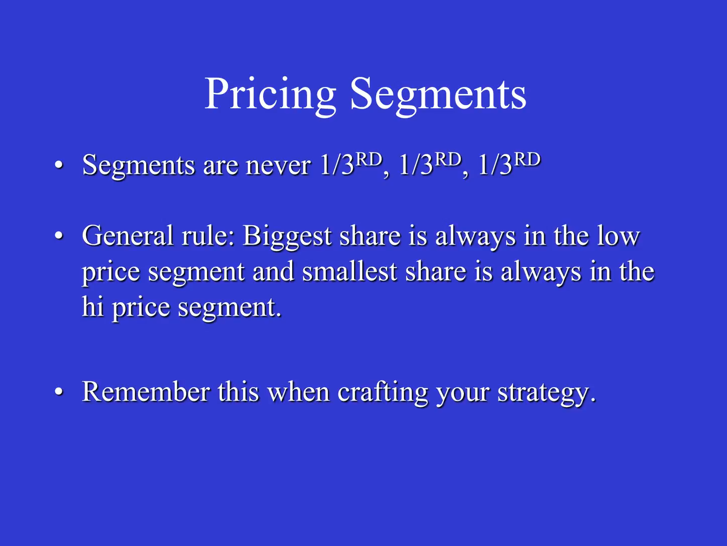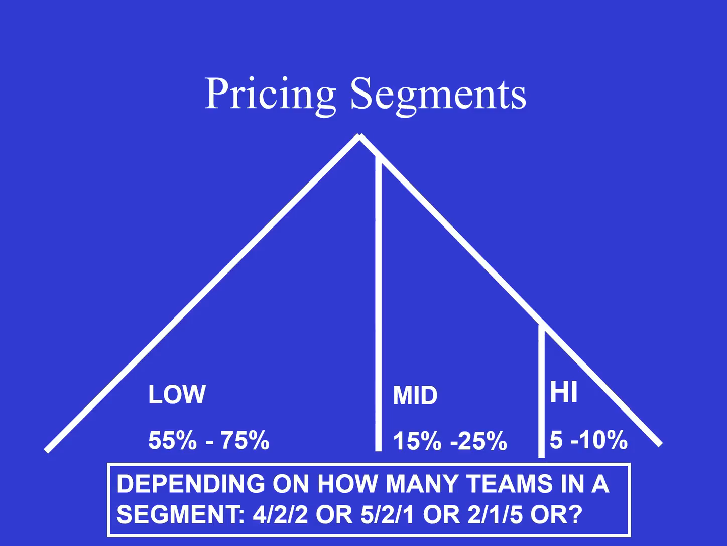So here's a nice little graphic. Look at this. Roughly half to three quarters of the market is going to be low end. In other words, in each market, you could expect 55% to 75% of market share to go to the Walmarts of that region. And in mid-price, 15 to 25% of the total market would go to the mid-pricing segment. And then finally, 5 to 10% would go to the high-end market.